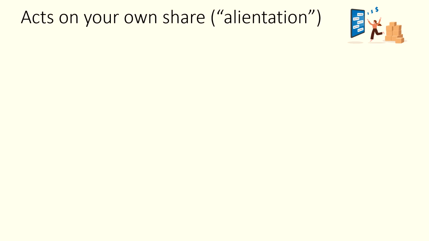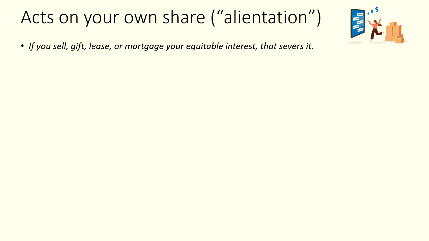Okay, so the next method of severance would be acts on your own share. Something that's also called alienation. Sorry for that typo there. So what is an act on your own share? Basically, it's if you sell, gift, lease, or mortgage your equitable interest, that then severs it and it becomes a tenancy in common.